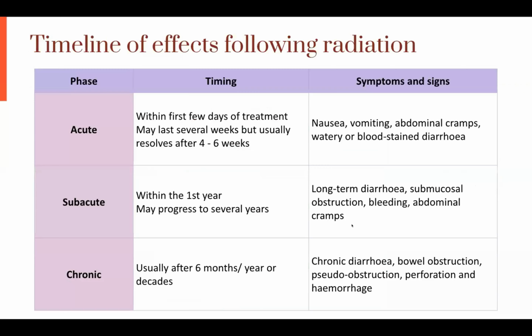radiation enteritis. So if you look at the timeline, the acute phase will start within a few days, and it will usually settle in 4 to 6 weeks. The patient can present with nausea, vomiting, abdominal cramps, watery or blood-stained diarrhea. In the subacute phase, which is within 1 year, may progress to several years, there will be long-term diarrhea, submucosal obstruction, bleeding, abdominal cramps. And the chronic phase, that can be 6 months, years, or even decades, gives rise to chronic diarrhea, bowel obstruction, pseudo-obstruction, perforation, and even hemorrhage.